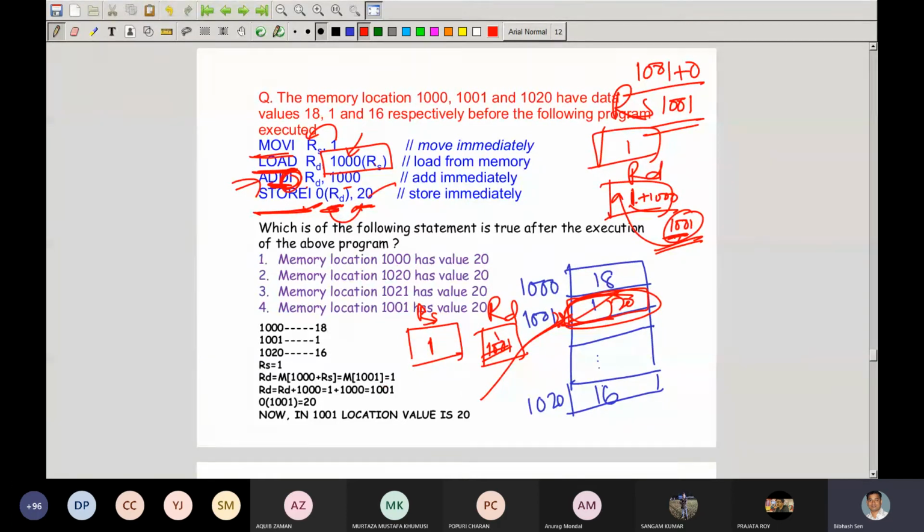So after execution, what will be the content of the 1000 memory location? 1000 will be 20. No. Memory location 1 is the value of 20. No. Memory location 1021 is the value. 1021 is not there because I have not considered it. No. Memory location 1001 is the value of 20. So that was correct. Got the point? Yes, sir.